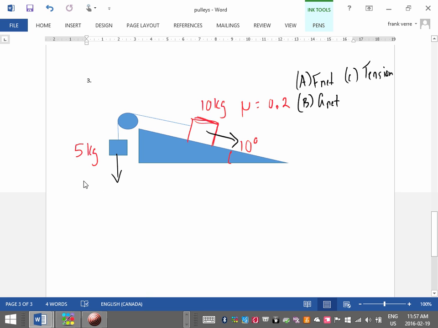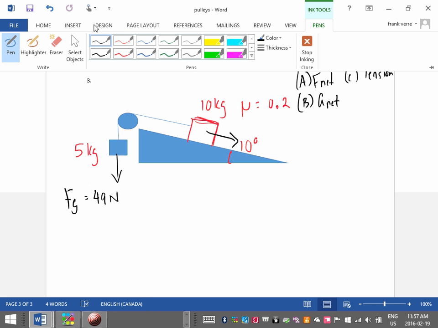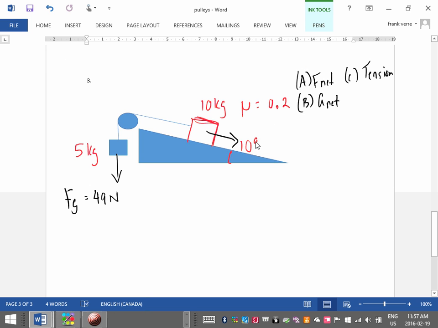We have the weight on this side, which we already calculated before is 49 newtons. So we have the weight here. Now we have to consider the force of friction on this side, and we have to consider the force down the ramp.